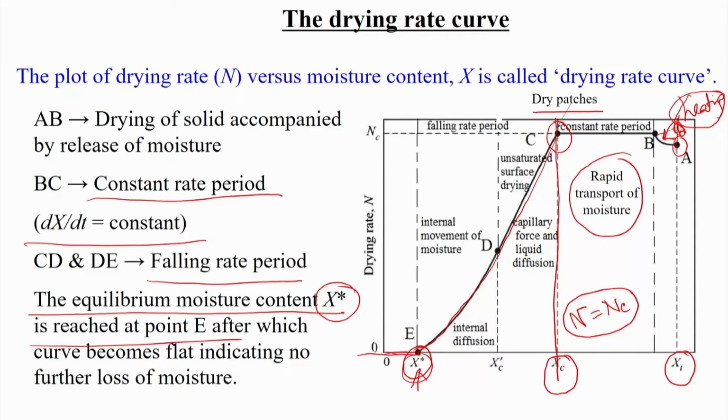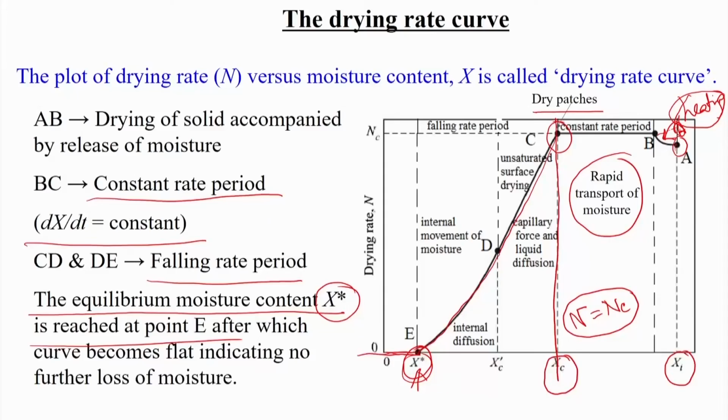If we change the condition of the drying medium, say in terms of relative humidity, temperature, Reynolds number, Schmidt number, then X star will decrease or increase depending on the situation. But whenever it reaches this X star, equilibrium moisture content, the drying process will stop. That is why the curve becomes flat after that, indicating no further loss of moisture.